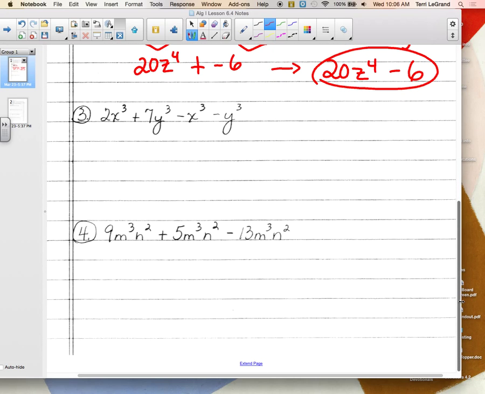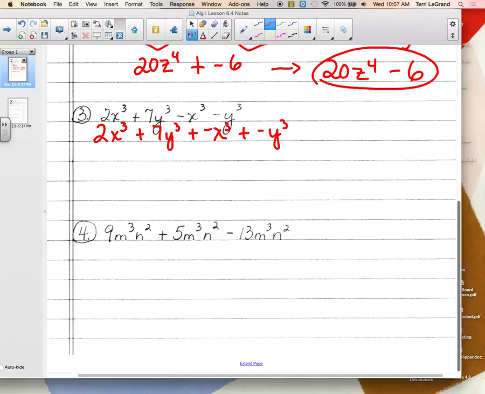Number 3. What's the first thing we're going to do? Look to see if there's any subtraction and change it to add the opposite. And we have a couple of subtractions. So we have 2x to the 3rd power plus 7y to the 3rd power plus, changing that subtraction to addition, it becomes plus a negative x cubed. Instead of subtracting y cubed, we're adding a negative y cubed.